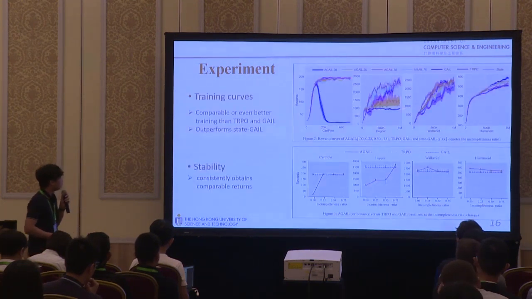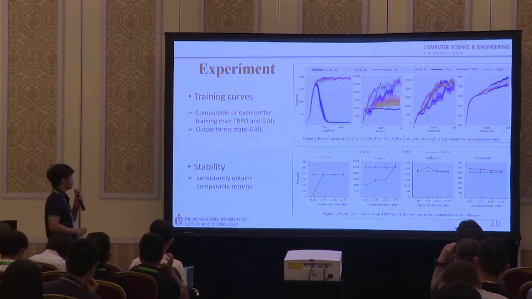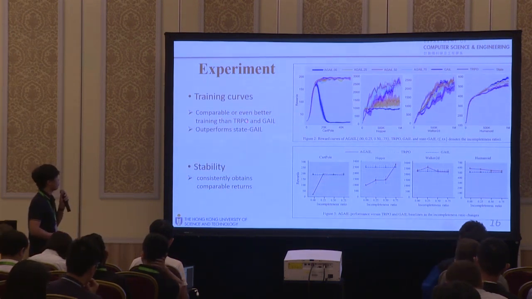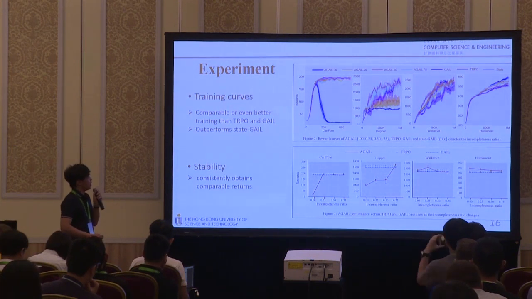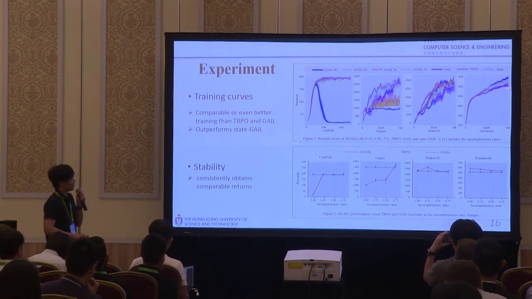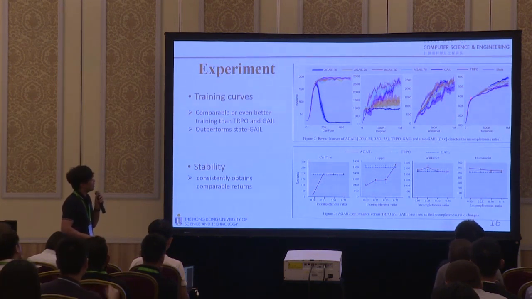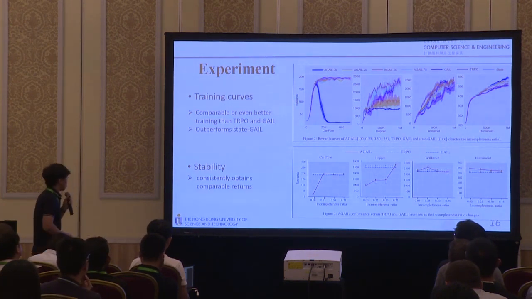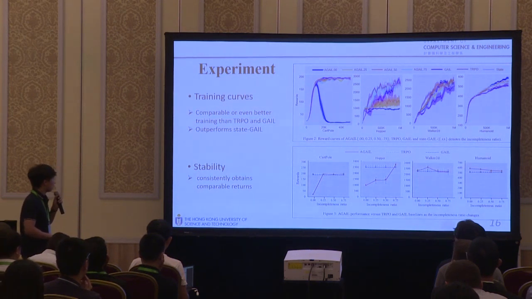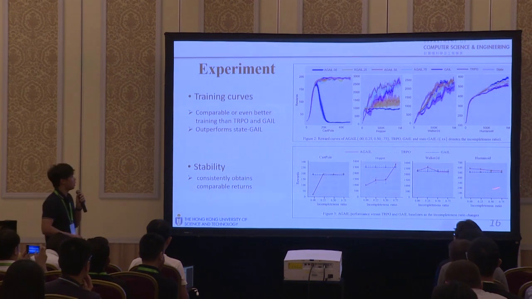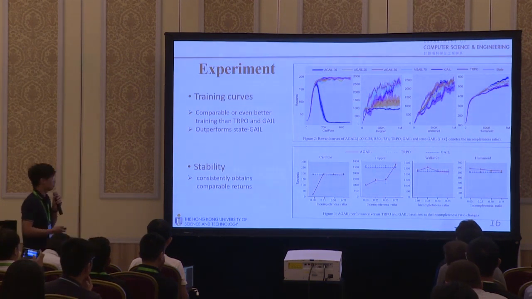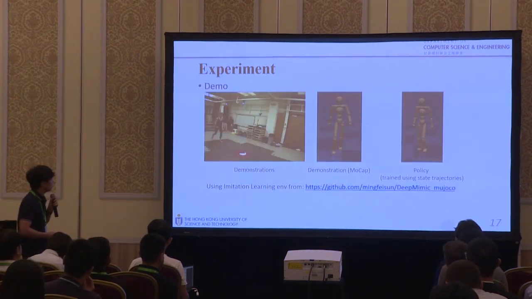And this is the training curve. With less information, we still get comparable, even better training performance than TRPO and GAIL, especially with very complicated tasks like humanoid. It's quite interesting: in humanoid, with more information, we can train better. We also tested our algorithms when we change the incompleteness ratio, so that in Walker2D and humanoid, we can consistently get a good result. So here is a demo.